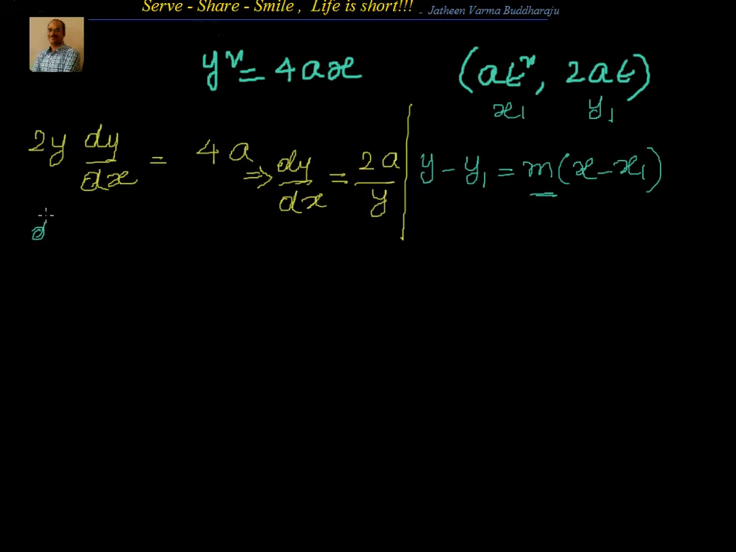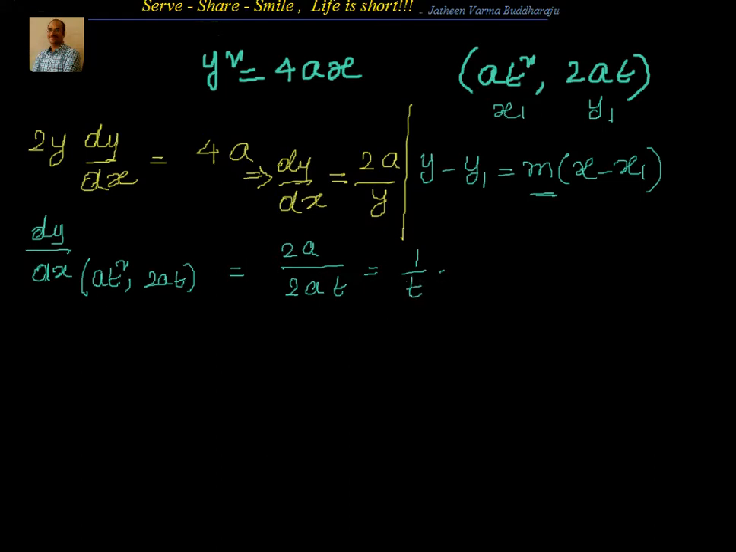Now we are interested in the slope of the tangent to the curve y square is 4ax at the point at square comma 2at. We are interested in the slope at the point at square comma 2at. So that is nothing but equal to 2a divided by y. What's the value of y or y1? We have 2at. So that makes the slope equal to 1 by t.